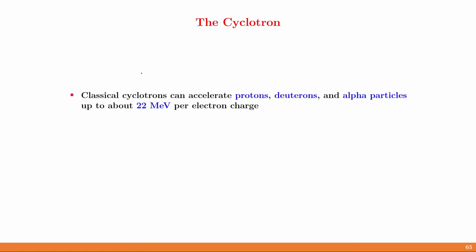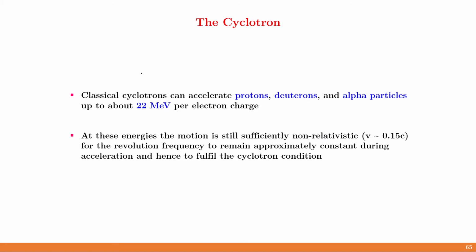Classical cyclotrons can accelerate protons, deuterons and alpha particles up to about 22 MeV per electron charge. At these energies, the motion is still sufficiently non-relativistic, as the velocity is approximately 0.15 c, for the revolution frequency to remain approximately constant during acceleration and hence to fulfill the cyclotron condition.